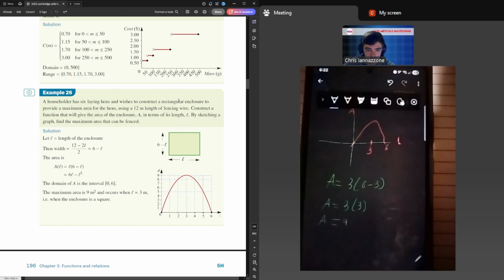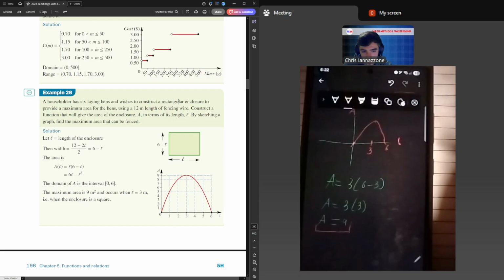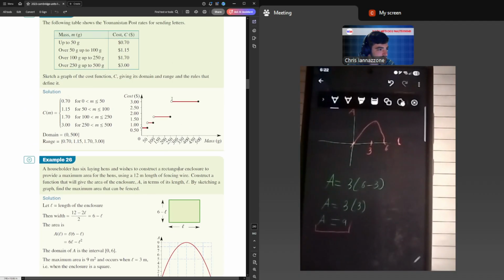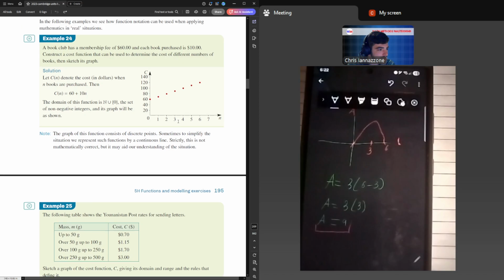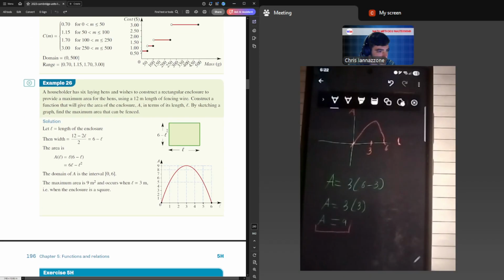Now, when it comes to application scenarios, always worth paying attention. Do we need a unit for a particular answer? We didn't really have to have a look at any of that before because we just had to sketch graphs and describe graphs. We didn't have to actually answer any particular things about it. In this case, we did.